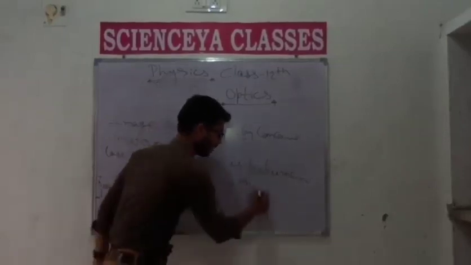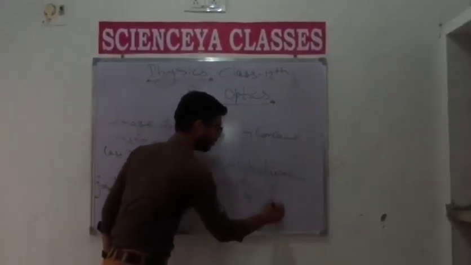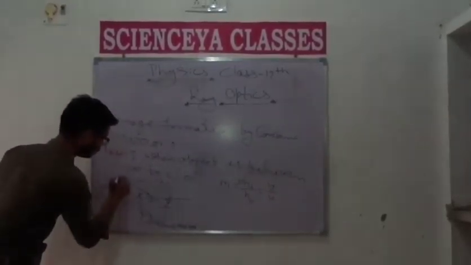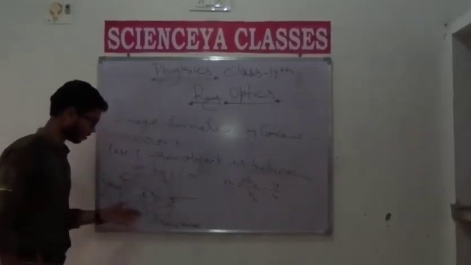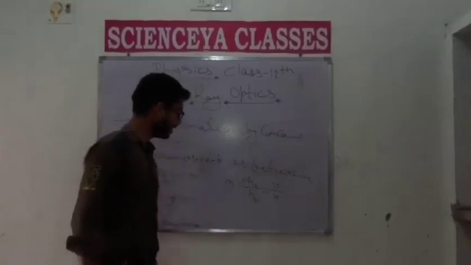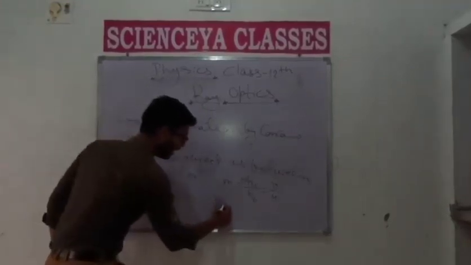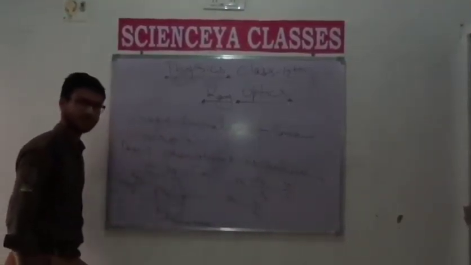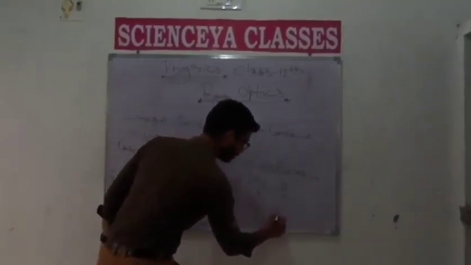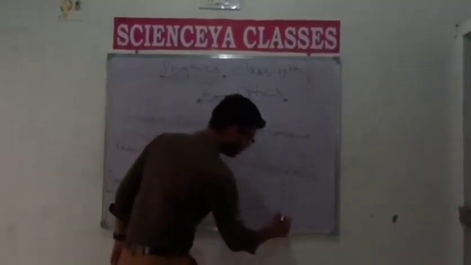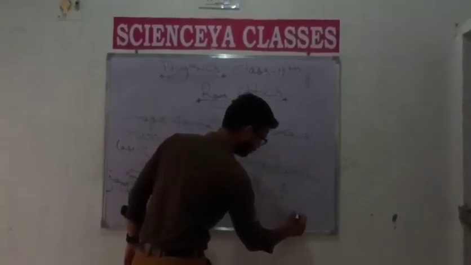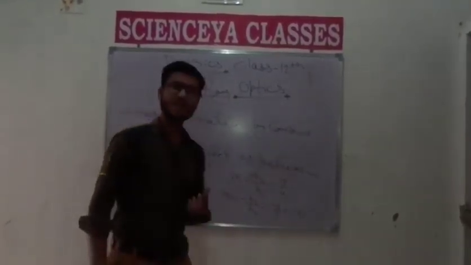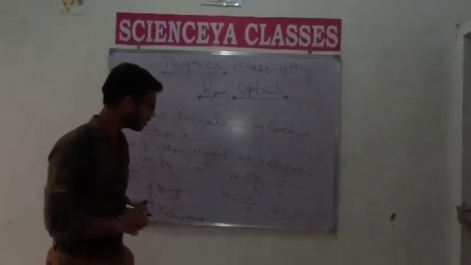This is the linear magnification, and it is also equal to V by U. V is the distance of image from pole, and U is the distance of object from pole. Okay, student. So M is equal to minus HI upon HO. Let us suppose the height of image is 3 centimeter, and the height of object is 5 centimeter. So this is simply minus 0.6.